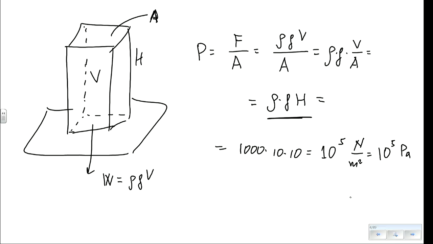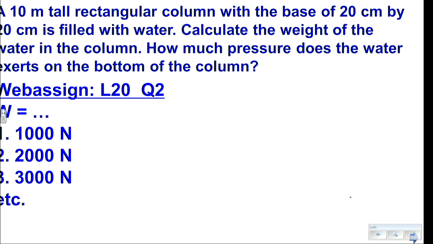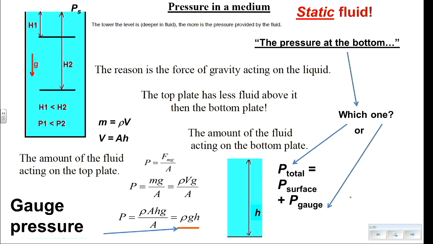This pressure is purely due to water. That's what we call the gauge pressure. But if we would place a manometer, a pressure meter, a device which measures pressure, here, we would have to also account for the additional pressure due to the atmosphere above it. And so that's what we call the total pressure.